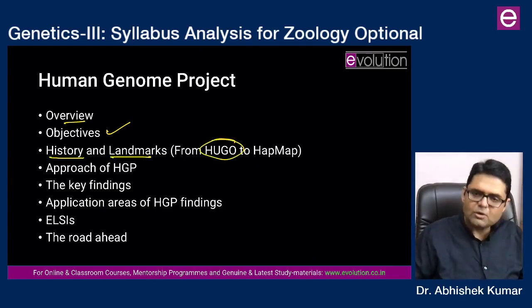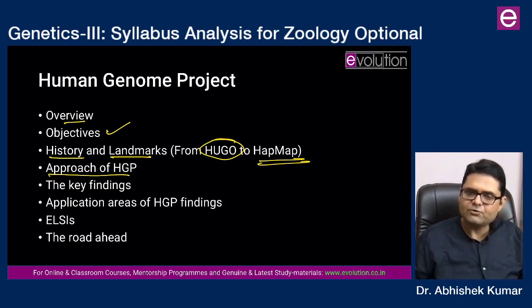Right from Human Genome Organization formation under the leadership of Dr. James D. Watson until the HapMap project, you have to know all the landmark developments. And after that, what was the approach to the Human Genome Project? So the Human Genome Project was one of the biggest collaborative biological science research projects which was launched at its time, and so many labs from different parts of the world were collaborating, but collaborating in a very systematic manner. So what was the approach? Later on, how did the private sector player come to play a role, and especially the role of Celera Genomics?